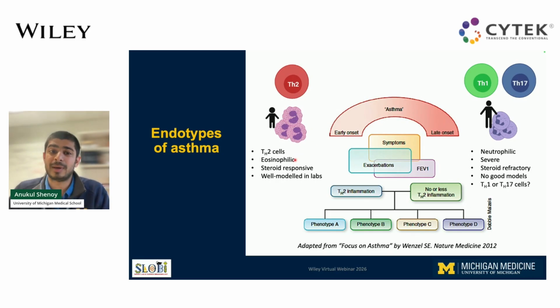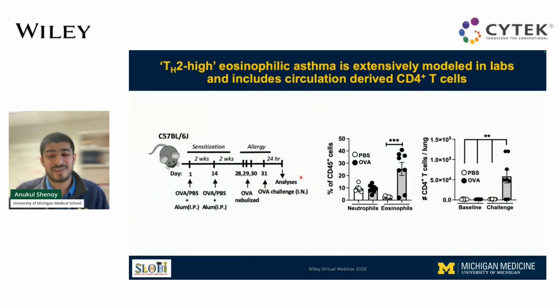Why we know a lot about this type of asthma is that it has been very well modeled in the labs. So very old traditional models of asthma involve giving the mouse a model allergen like egg albumin in the presence of an adjuvant like alum. And what this intraperitoneal injection does is it induces Th2 cells against this allergen. And then we give the ovalbumin down the nose, essentially inducing these T cells to come into the lungs and cause the phenotypes of allergy, which is associated with large amounts of eosinophils that you can see in the lungs and a large amount of Th2 recruitment that you see in the lungs.